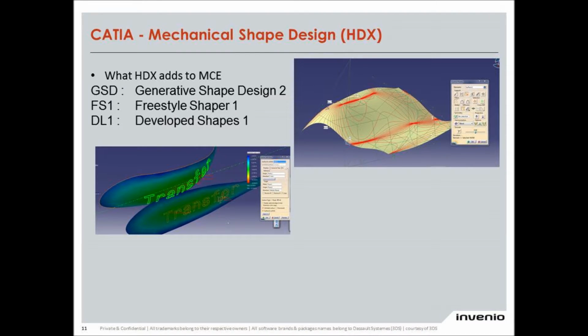HDX mechanical shape design consists of 3 products. We have Generative Shape Design 2, Freestyle Shape 1 and Developed Shapes. I'll start with the Developed Shapes. Although it's a separate product, it is accessed as an additional toolbar in Generative Shape Design 2. It can be used to flatten either ruled or doubly curved surfaces.